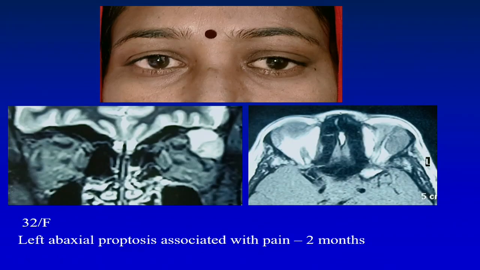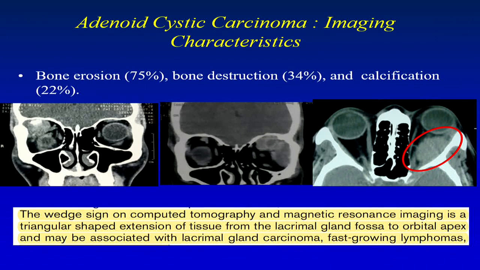If you have a relatively young patient with the lacrimal gland mass and complaining of pain as well, you must suspect adenoid cystic carcinoma. Pain is very characteristic of adenoid cystic carcinoma, and on imaging you will see that these are more elongated masses, and they will be associated with bony erosions, and these are very aggressive and fast growing. There has been a wedge sign which is described for these adenoid cystic carcinoma. If you see a triangular piece of mass extending up to the orbital apex, then you must suspect fast growing lymphomas or adenoid cystic carcinomas.